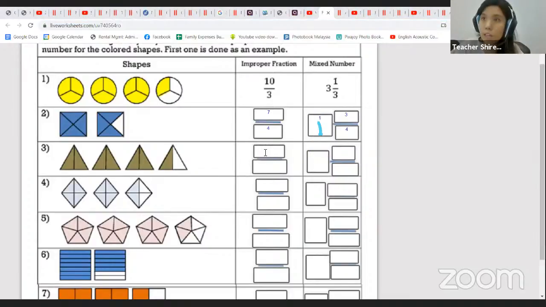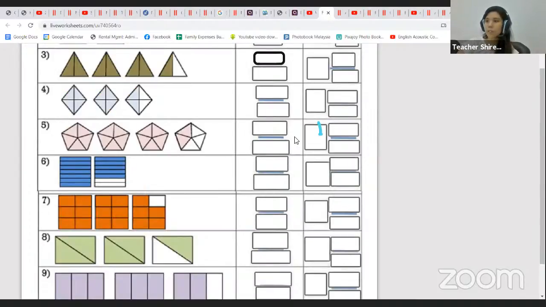Okay, so let's try to see if everyone understands it. Okay, Jensen, can you fill in the blanks for number 3? Can you write it on the screen?